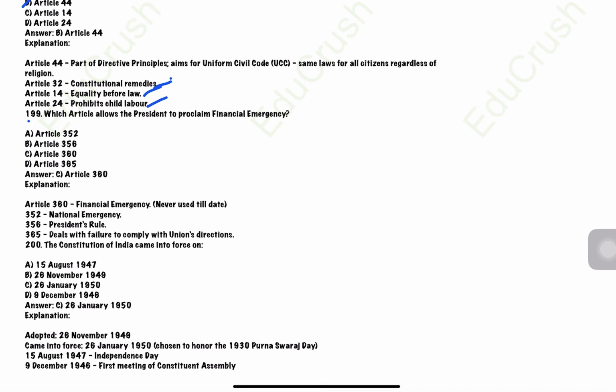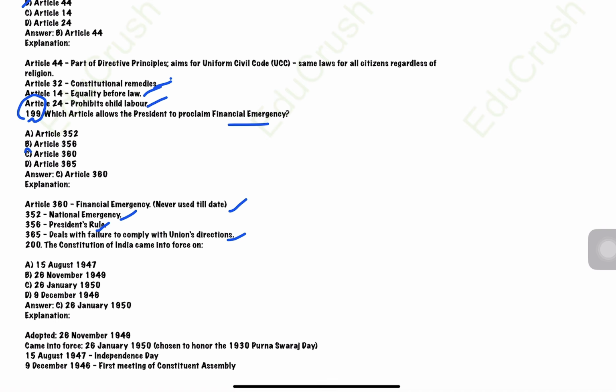Next, 199th question. Which article allows the president to proclaim financial emergency? Article 360. Financial emergency never used till date. Next, Article 352, National Emergency. 356, President's Rule. 365 deals with the failure to comply with Union's direction.